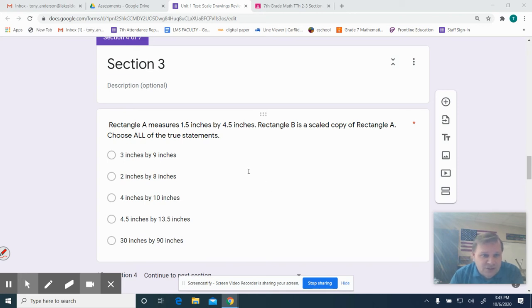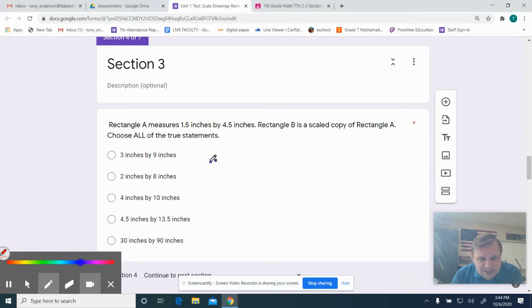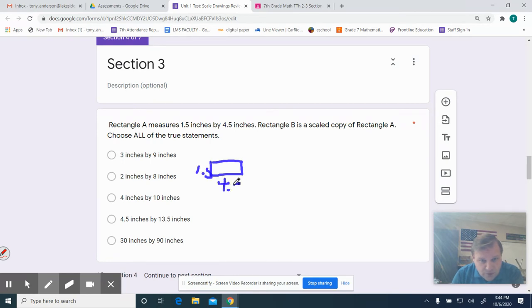So let's look at section 3. We have angle measures. Rectangle A measures 1.5 inches by 4.5 inches. Now, if you're a visual learner like me, you may want to sketch this out. So here is my rectangle, and I know that this is 1.5 and this is 4.5.